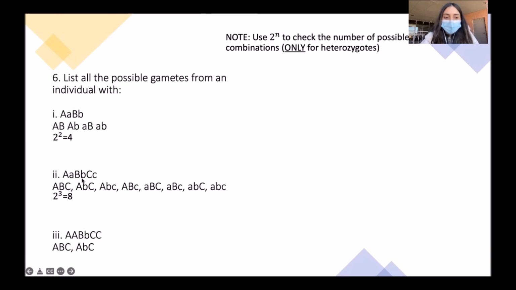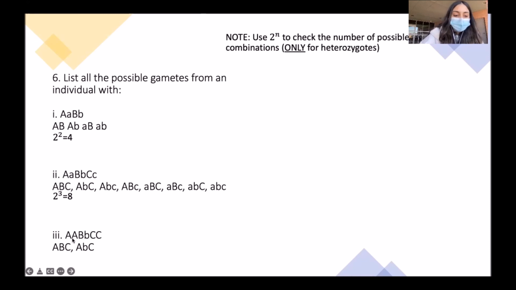So I have 8 here, and I want to check this. I see we have heterozygous, heterozygous, heterozygous. So we can use this formula. We're going to have 2 to the third, and that's going to be 8. And we're going to count 1, 2, 3, 4, 5, 6, 7, 8. I have 8, so I'm fine. This is correct.